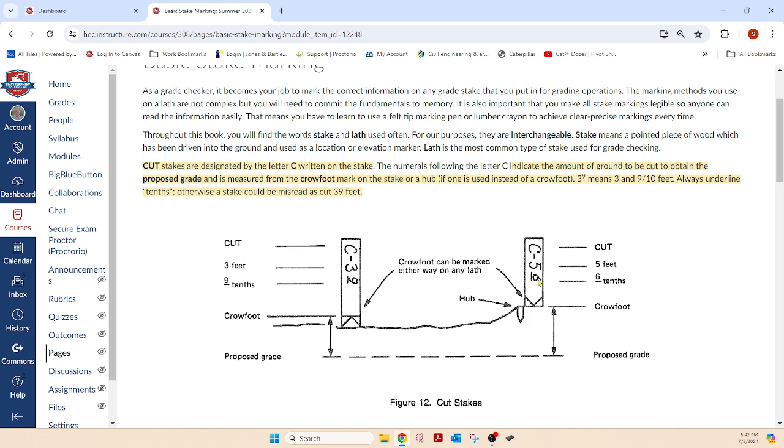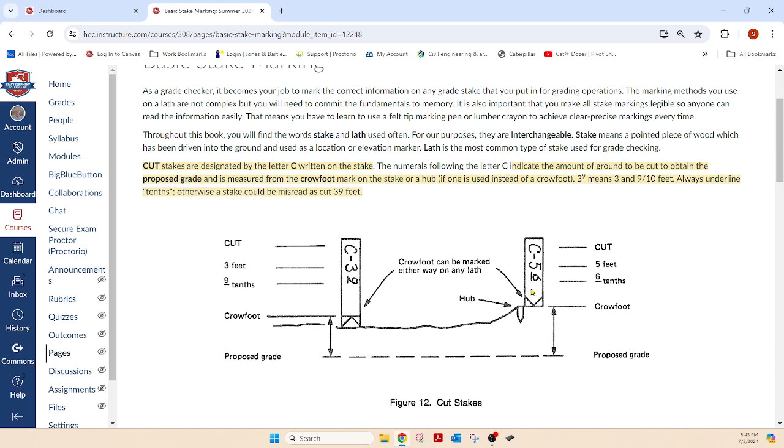5 and 6/10, because he's wanting you to cut 5 and 6/10 from the reference point down to the proposed grade. So this is where the dirt is going to be, right? Look over here. We're going to the same place. The grade checker's going to the same place. So why is this cut 3 and 9/10? This is cut 5 and 6/10.